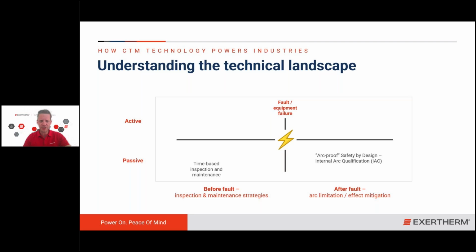Then the discussions swapped a little bit more around what can be done before a failure even occurs in the first place. And that's when the discussions around inspection and maintenance strategies entered the picture. Time-based inspection and maintenance, and then risk-based inspection are still the predominant ways of engaging with power systems, still on the very passive route.